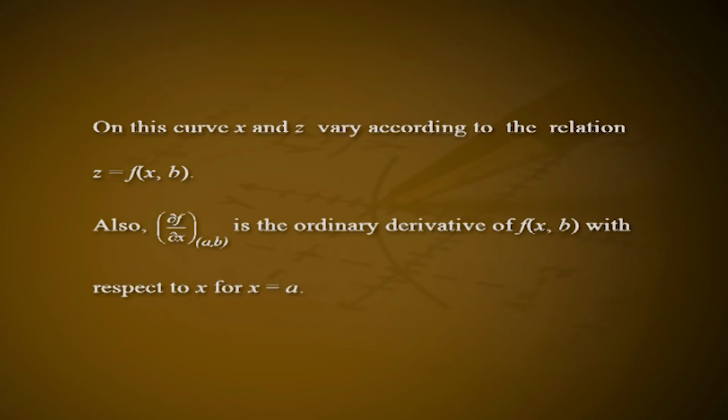Also, ∂f/∂x at (a, b) is the ordinary derivative of f(x, b) with respect to x for x equal to a. Hence, we see that ∂f/∂x at (a, b) denotes the tangent of the angle which the tangent to the curve in which the plane y equal to b, parallel to the zx plane, cuts the surface at the point P(a, b, f(a, b)) makes with the x axis.